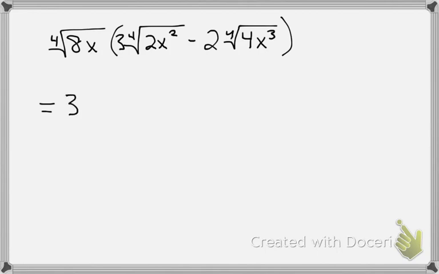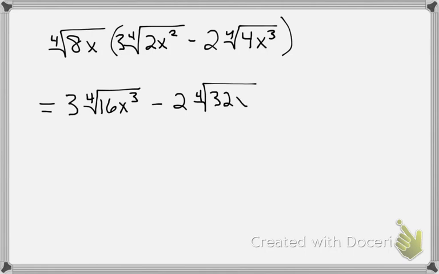It's always 3. So we do have 3 fourth root of 16x cubed, minus 2 fourth root of 32x to the fourth. 8 times 3 is 24, and 8 times 4 is 32, so it's 3 fourth root of 16x cubed minus 2 fourth root of 32x to the fourth.